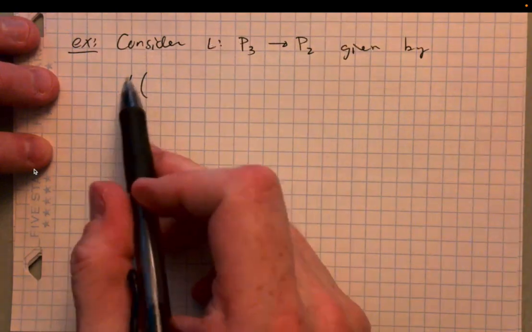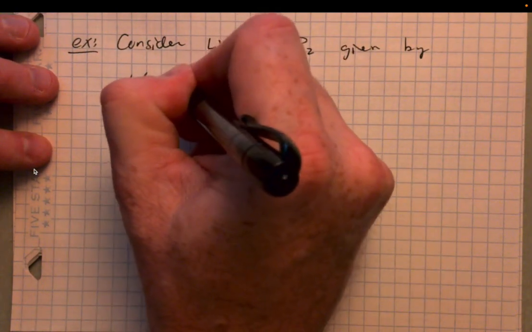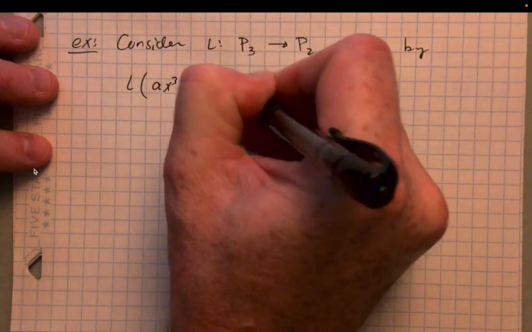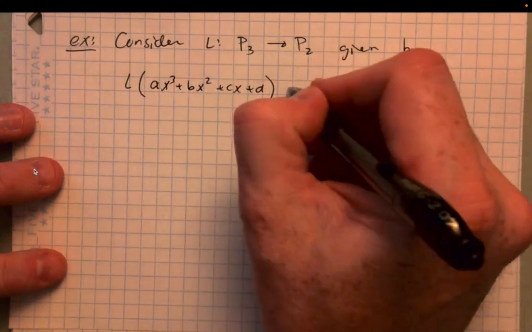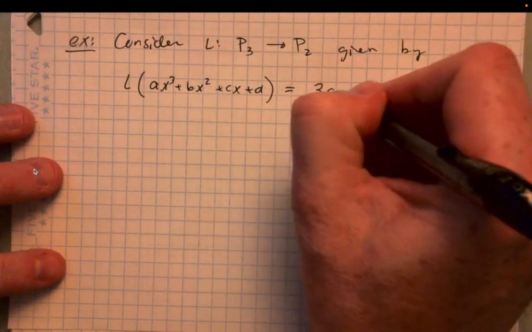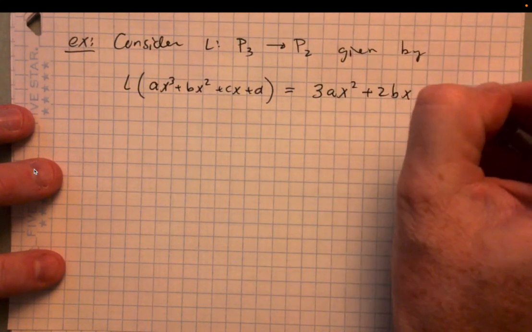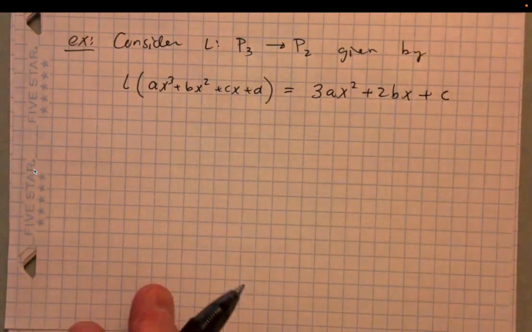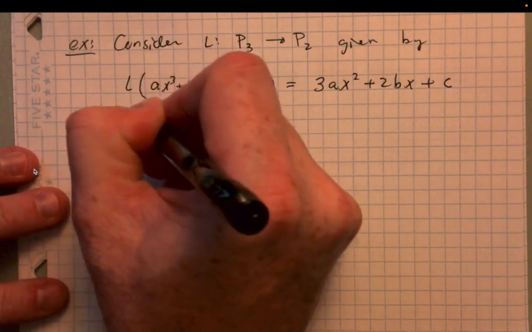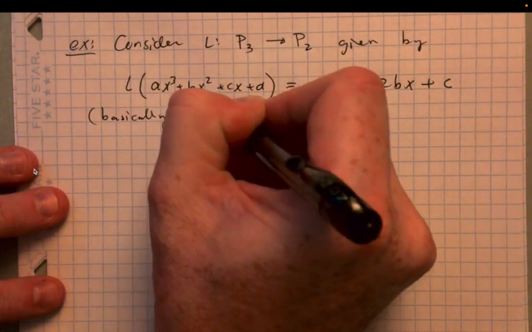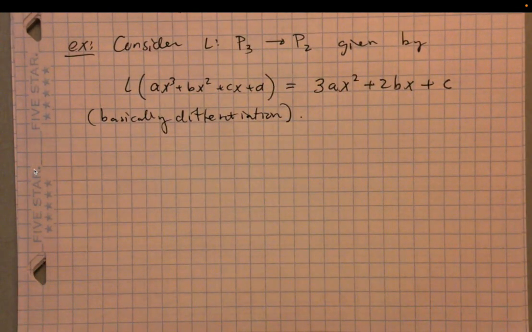If I apply the linear transformation to a third degree or less polynomial, ax cubed plus bx squared plus cx plus d, it's going to map to 3ax squared plus 2bx plus c. And so what is this? Well, this is basically differentiation. It's just differentiation of a polynomial.